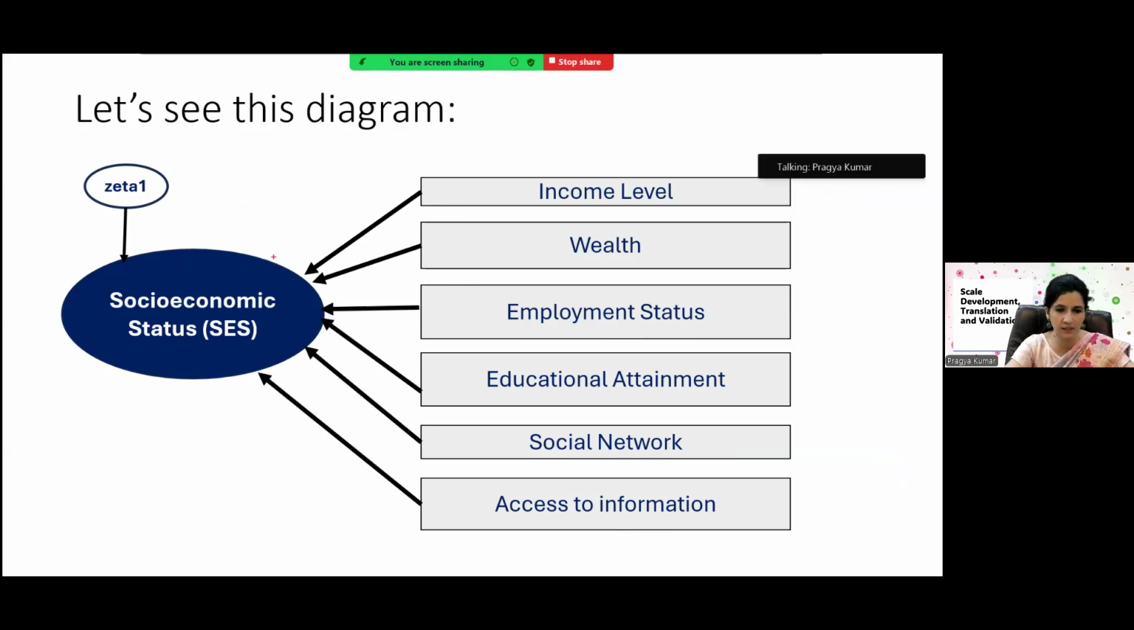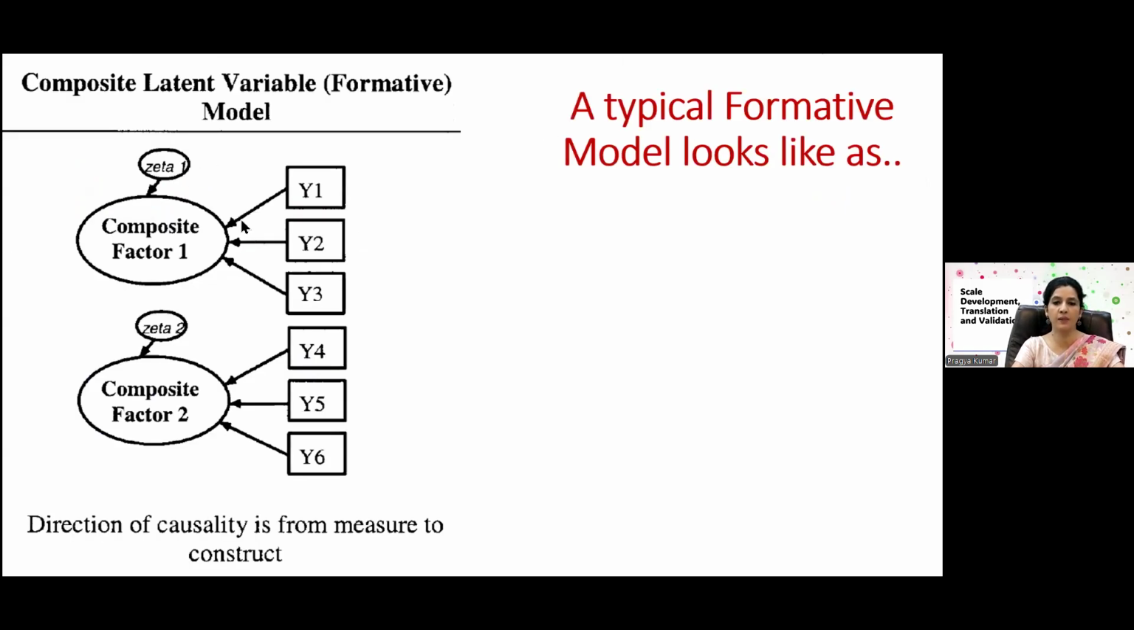It's just the reverse. So the direction will be like this, and you can see that this error term is associated with this variable. In case of a reflective model, where you saw the error term was there at each variable. Remember, each item, error was there with each item. Here the error is there with this particular overall emergent variable.